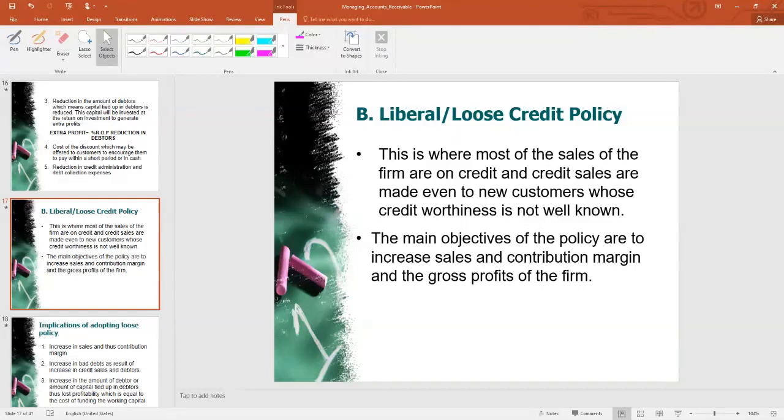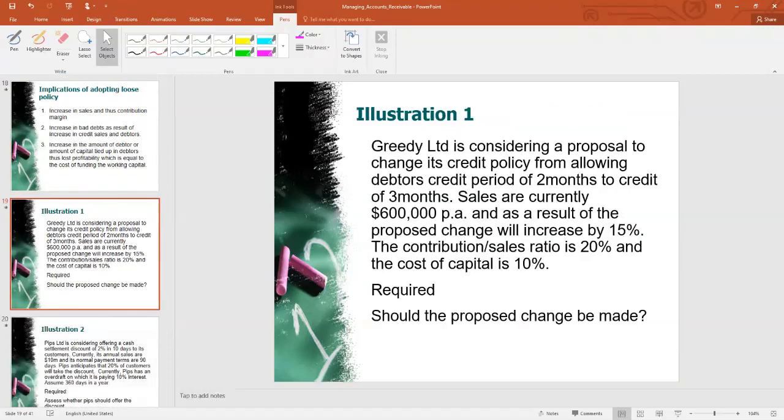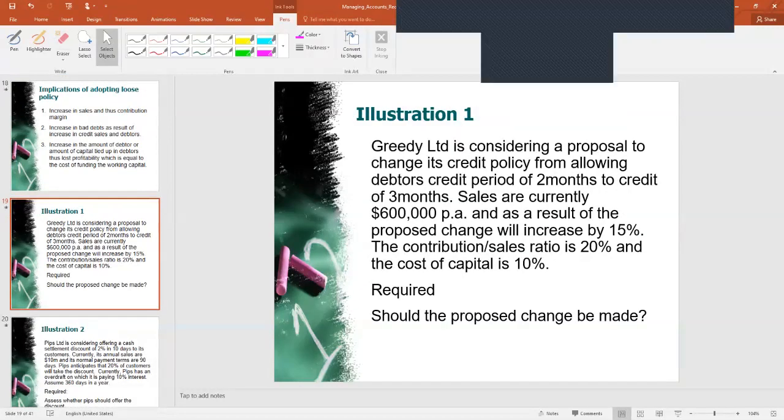Clear? Yes. Question before we do an example? Okay, so no question. Let's do an example. So go through this in the next 2 or 3 minutes, then we attempt it together.